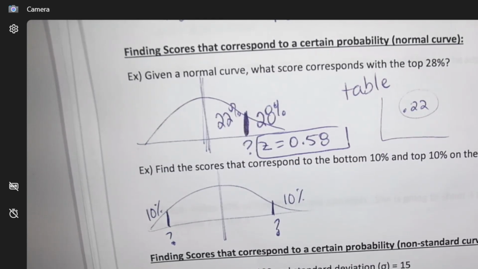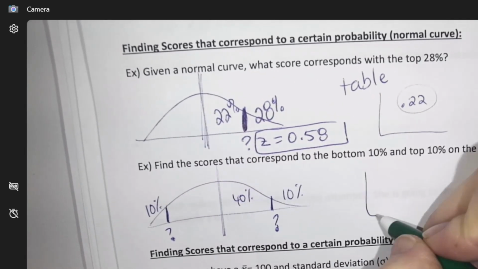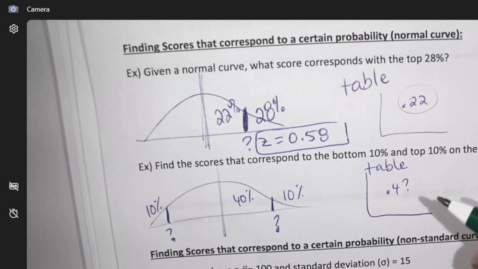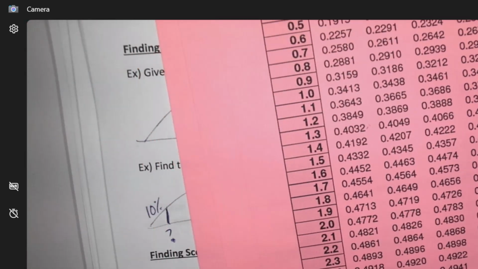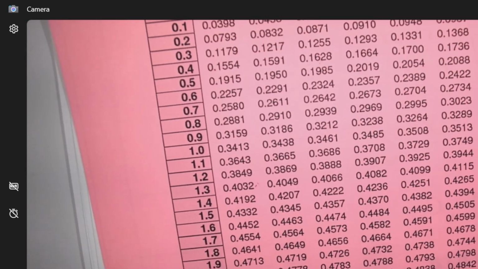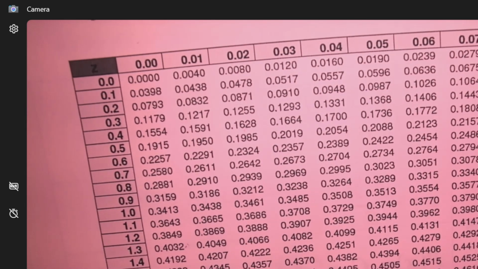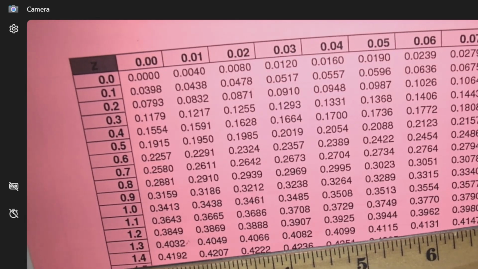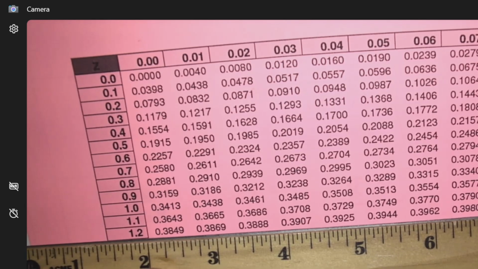Okay, so what's the percent from me to the middle? 40%. So again, I'm going to look up on my table and try to find something close to 0.4, as a 40%. I'm going to pick this one, 0.3997. That's the closest I can get to 0.4.